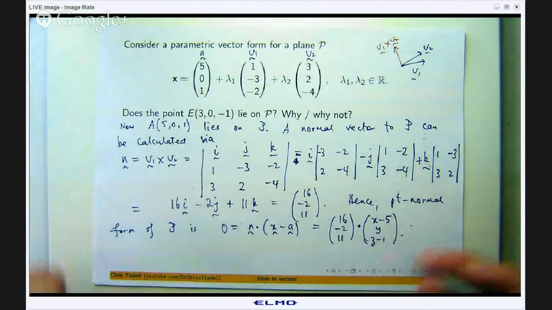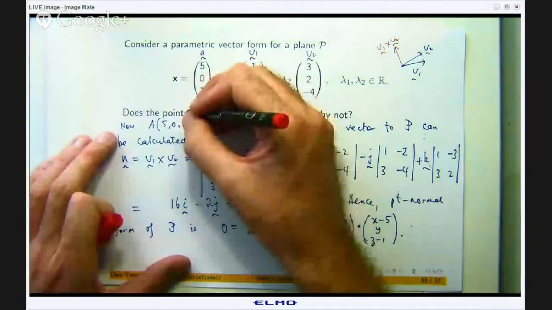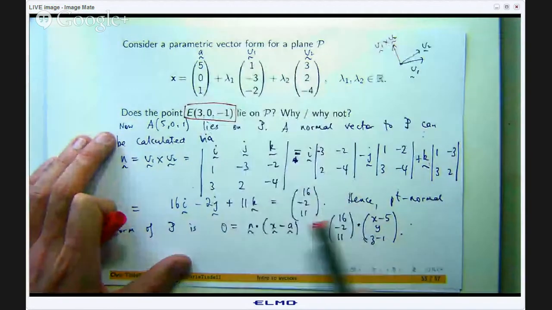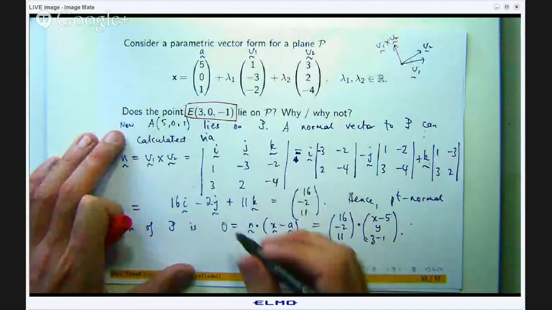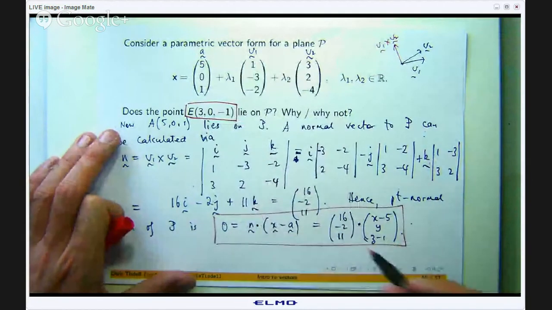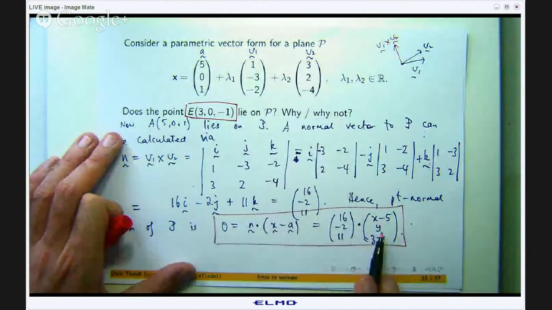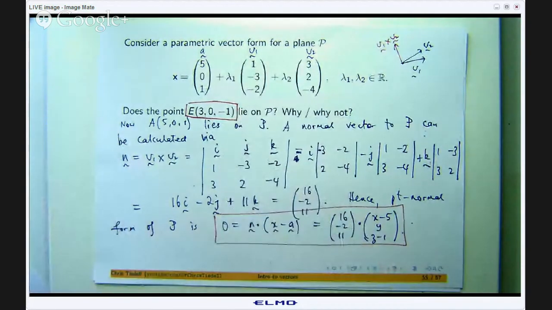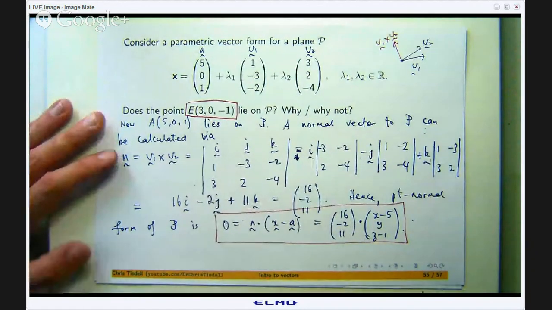So what we want to do is test whether or not this point satisfies this point normal form. Does this equation hold for x equals 3, y equals 0, and z equals -1? If it does balance and hold, then E will lie on the plane. If it doesn't hold, E will not lie on the plane.